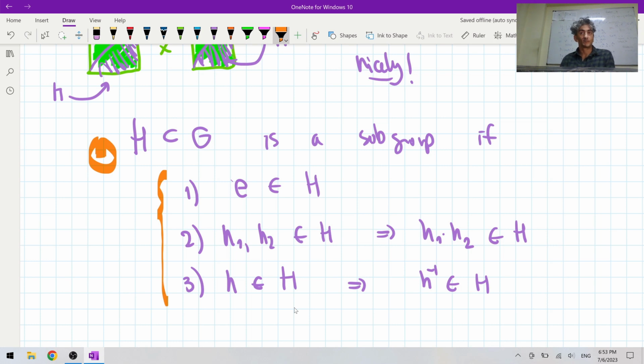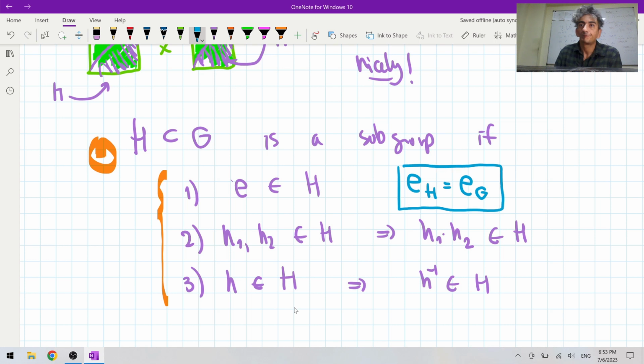Okay, it needs to contain the identity element of G, which means that whenever we want to think of the identity of H, it's simply the identity of G. Okay. Each time we take two elements of H and multiply them together, we also get an element of H. That means that dot restricts nicely to H cross H, and the inverses also. Okay.